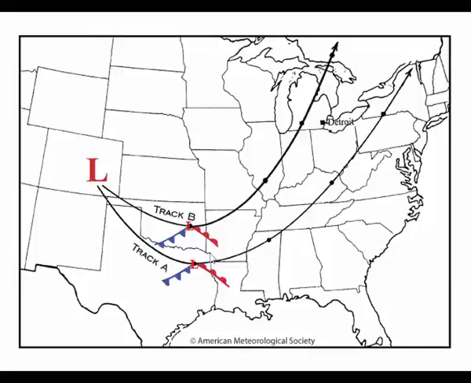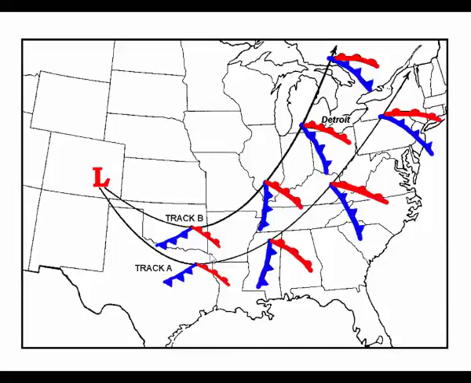So taking this diagram and superimposing the hypothetical positions of the warm front and cold front associated with the track of each low pressure system gives you an idea of the difference in weather that Detroit would experience depending on whether it took track A or track B.